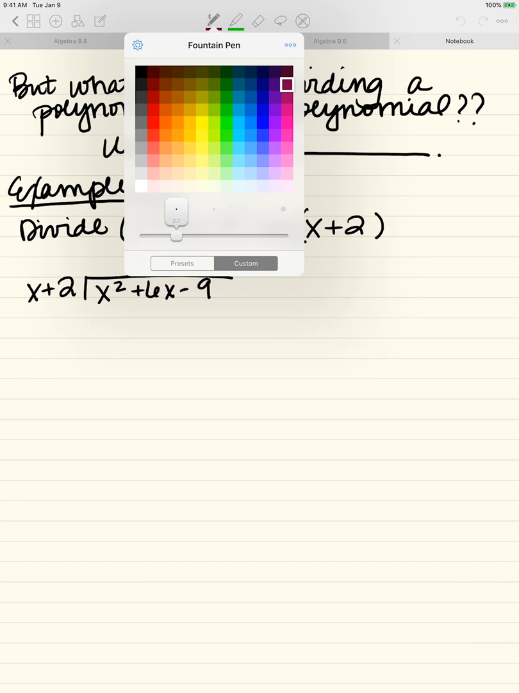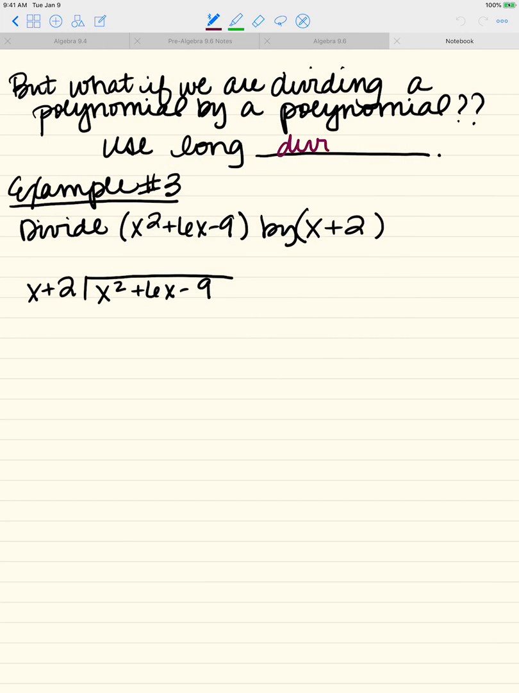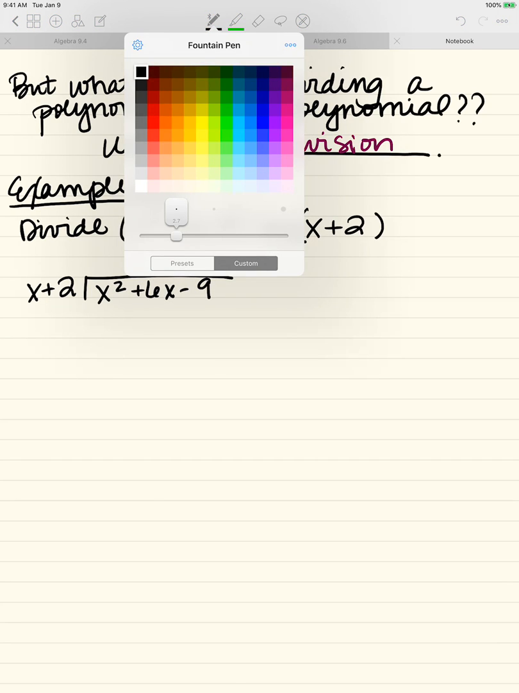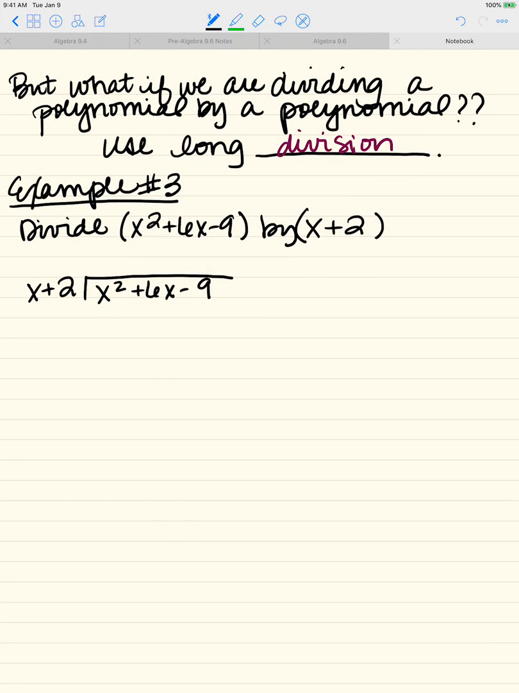We are going to use long division. We're going to go back to long division, and we're going to use the same principles that you learned in long division way back in 4th and 5th grade to tackle dividing polynomials. I'm going to be changing colors a lot so that you can keep track of what we're doing. Example number 3: divide x squared plus 6x minus 9 by x plus 2.